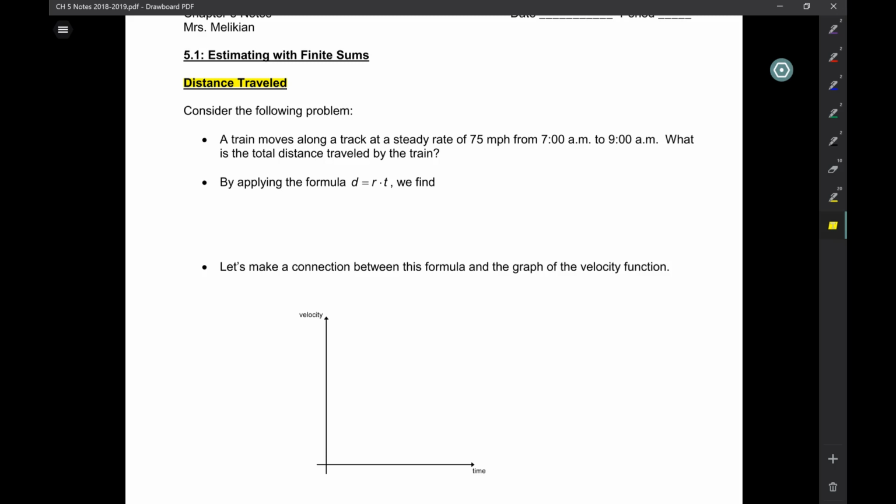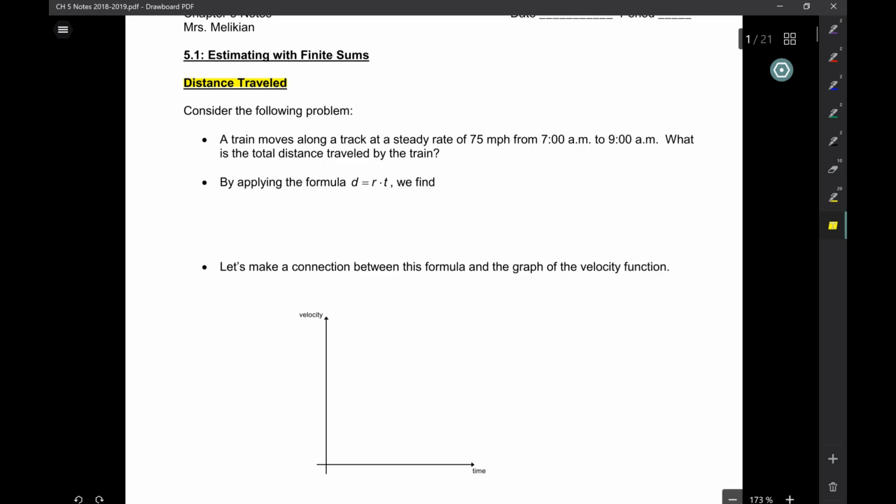All right? So we know that if you have distance, you take a derivative and you get velocity. But what if you have velocity? Can you go backwards and find distance? Well, it turns out you can. All right, so take a look at this example here.